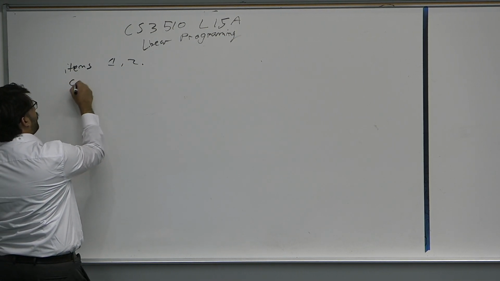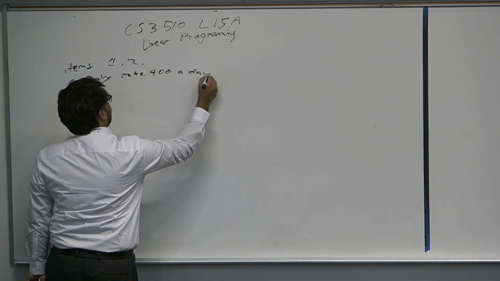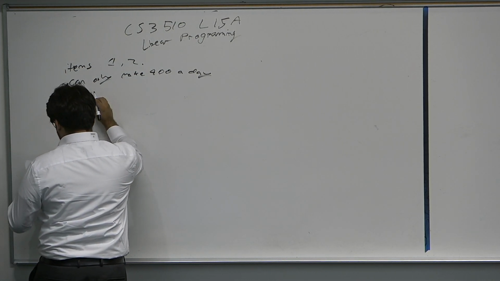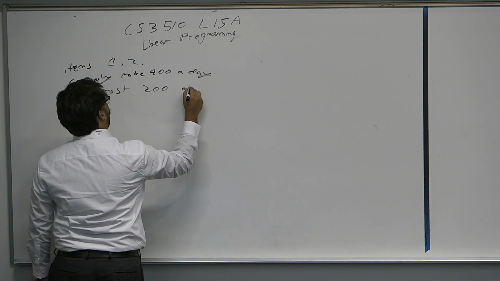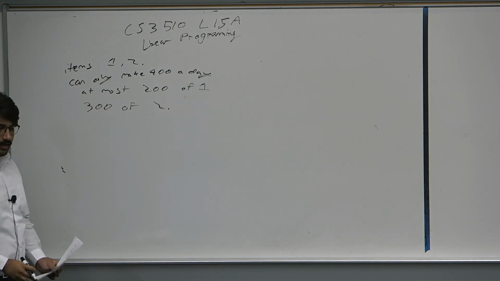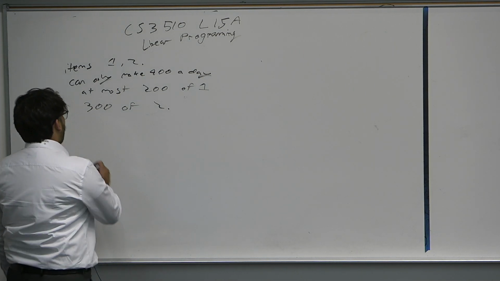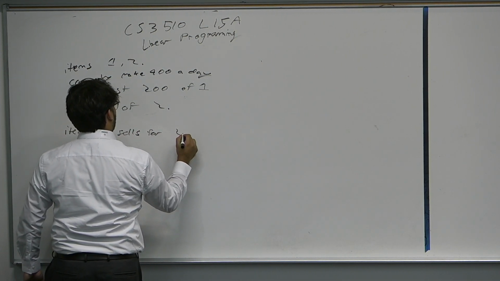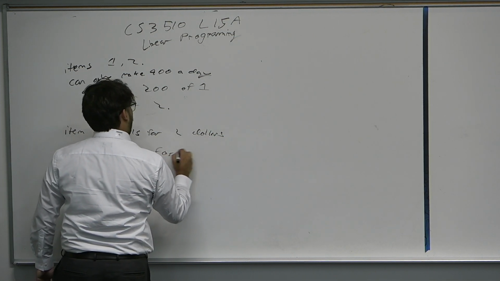First off, you can only make 400 a day of items 1 and 2. It's also the case that you can only make, what did I say? At most, 200 of item 1 and 300 of item 2, right? Now, you want to figure out which combinations of items 1 and 2 will make you the most money. Item 1 sells for, I think I said, $2. But item 2 sells for $5.